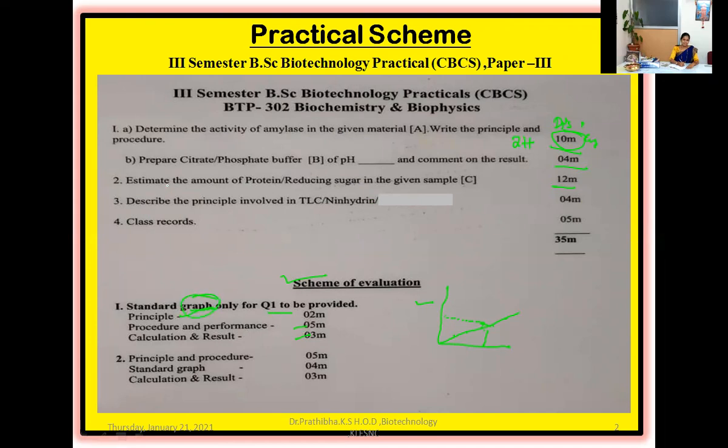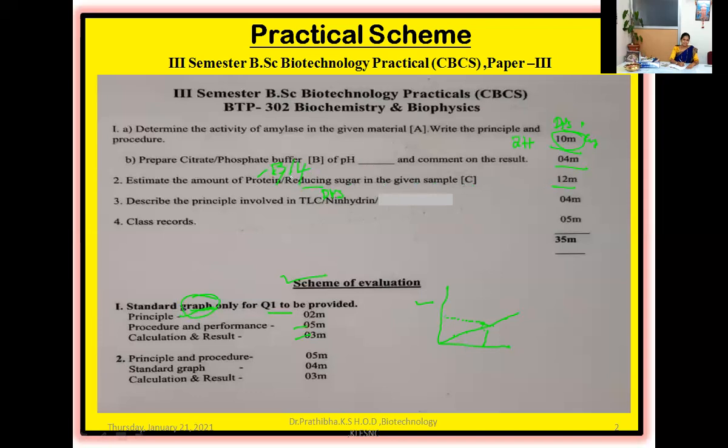Then question number 2: estimate the amount of protein or reducing sugar. In protein, you have already studied the biuret method, or you may get the Lowry method. In reducing sugar, you have studied the DNS method. You may get the biuret method or the Lowry method for 12 marks.